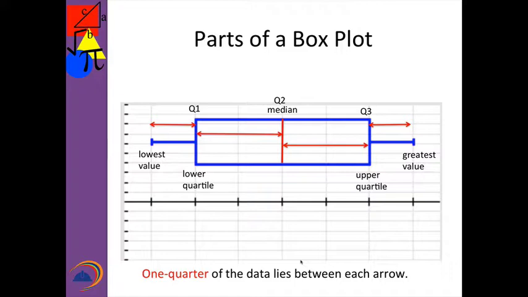Then the part of the box, or what we used to call box and whiskers, sticks out to the lowest value and to the greatest value. So 1/4 of the data lies between each of the arrows. Between the lowest value and quartile 1, we get 1/4 of the data. Between quartile 1 and quartile 2, the median, is 1/4 of the data. Between quartile 2 and quartile 3, 1/4 of the data. And between quartile 3 and the greatest value is another 1/4 of the data. So altogether we get 100% of the data.